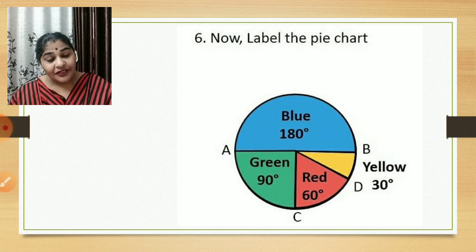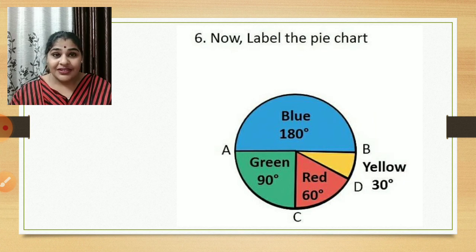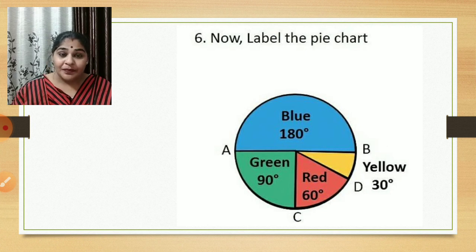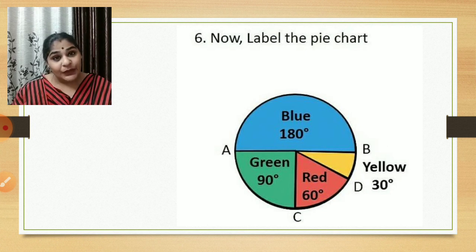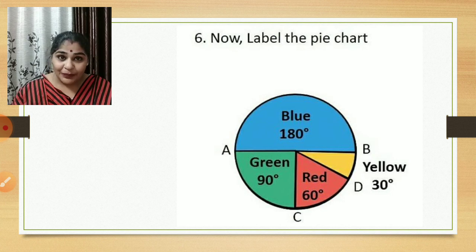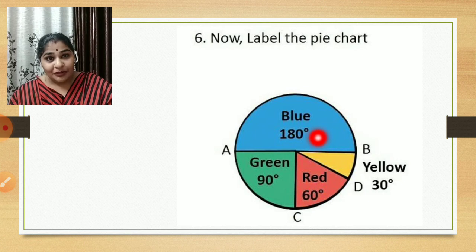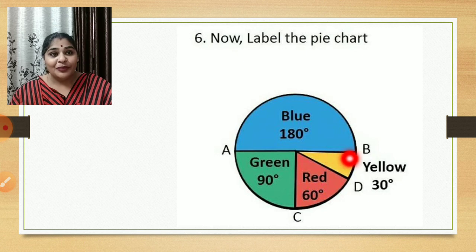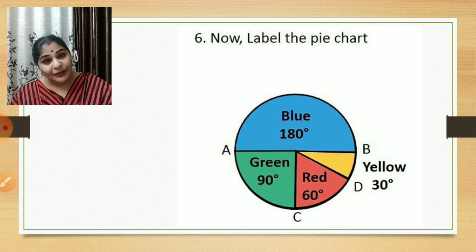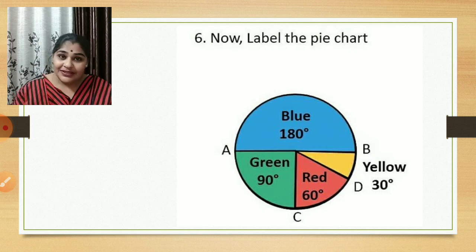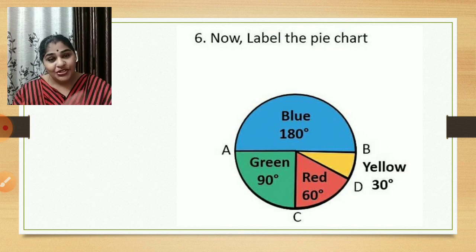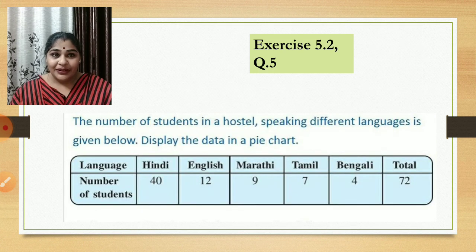And already we have shown in the last session, I have shown you that you will write both the data, that is the measure of the angle as well as number of people. So here in this you will add blue color, how many number of people, green color, how many number of people, red color, how many number of people, and yellow color, how many number of people were there. Okay, plus you will also write the angle which is already shown here. So this is your question number 3.